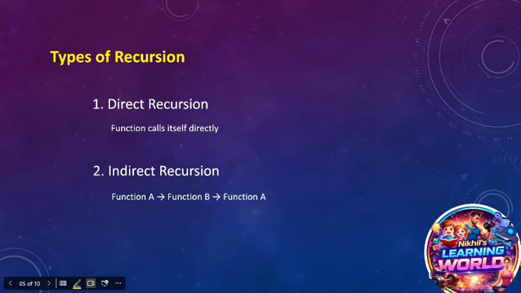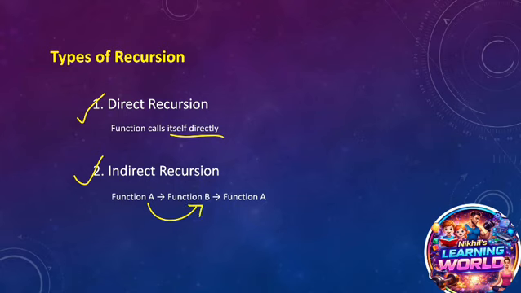So friends, there are two types of recursion: direct recursion and indirect recursion. When a function calls itself directly, that is nothing but direct recursion. And indirect means what? Function A calling B and B calling A. That is, two different functions, one function calling B and B calling A. So that is indirect recursion.